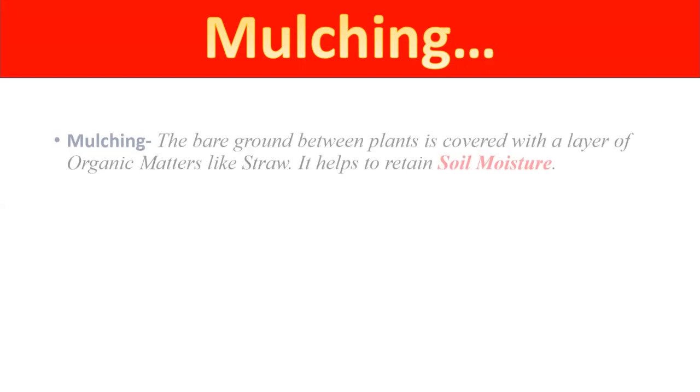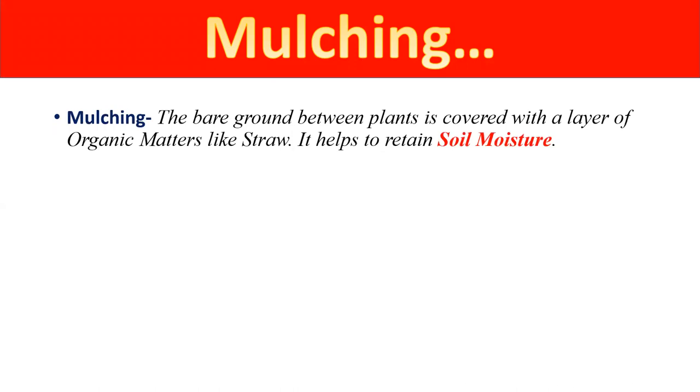The first one is mulching. My dear student, these are not mentioned in your books also, so you must be very careful regarding this. First question, what is mulching? Mulching means the bare ground between the plants is covered with a layer of organic matter. What are the organic matters? These are straw. Why will we do so? Because this straw helps to retain moisture in the soil. That's why this mulching process is done.